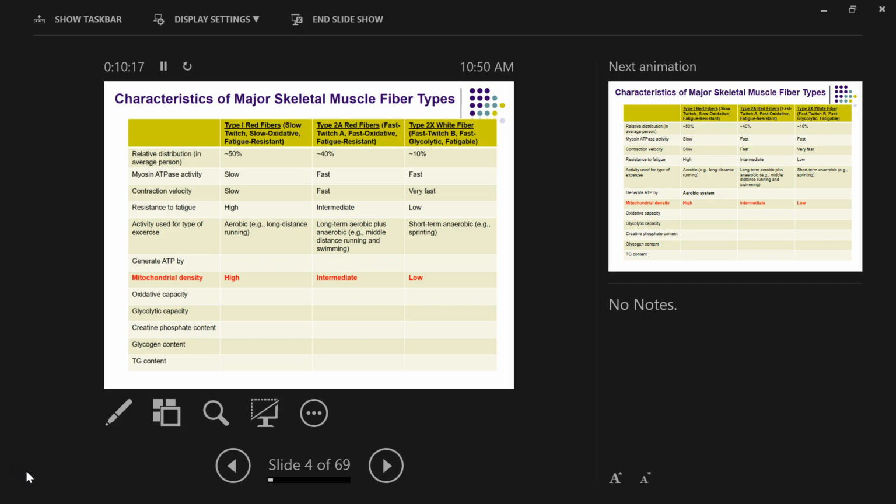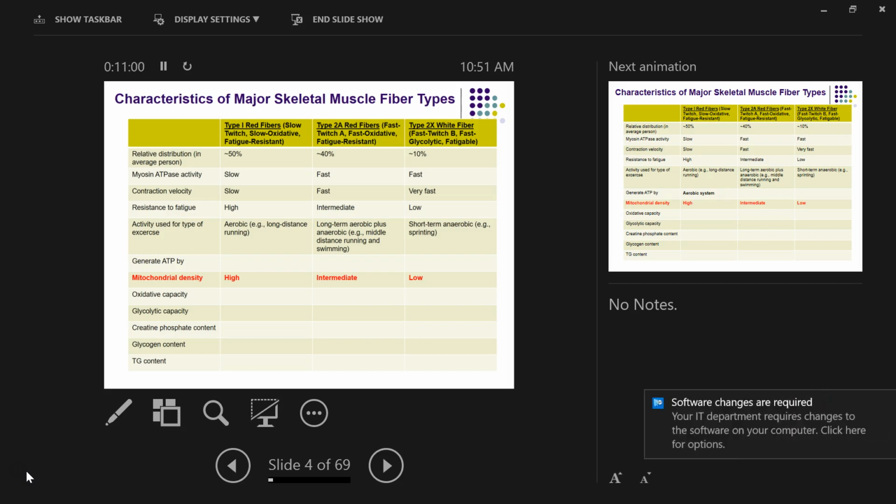And also the creatine phosphate content. Creatine phosphate is only used by type 2X fibers, because type 2X fibers cannot utilize fatty acids for energy, again, due to the lower mitochondrial capacity, right? So the creatine phosphate is a very important energy source for type 2X fibers, but we're going to talk about it later, during the anaerobic exercise.